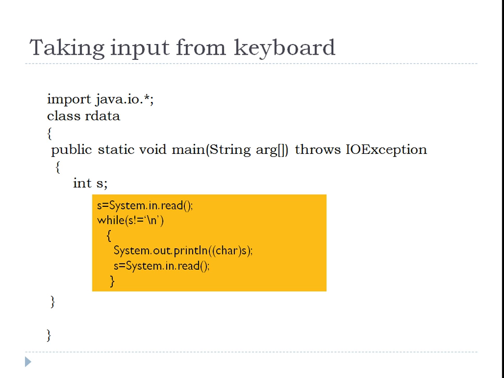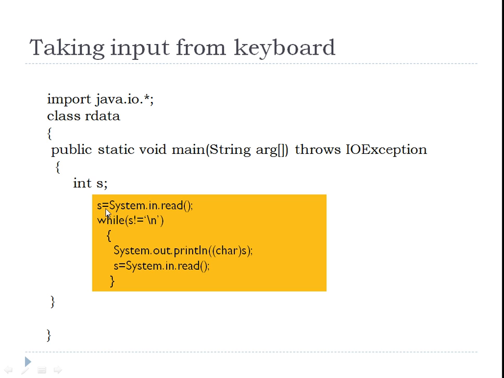Now the same program we can write in this way as well. We will call System.in.read. It will return a single byte, stored in variable s. Here we are checking whether s is equivalent to enter, new line, or not. If not, then we are printing it, and we are reading from the user.